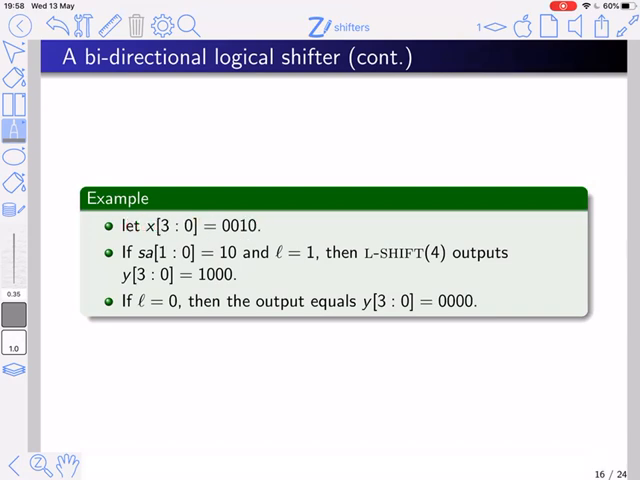X is the string 0, 0, 1, 0, and now we want to shift by 2 positions, and L is 1, so we do a shift to the left. That means that this one goes to this location, and therefore you get Y, which equals this. Now, if L is 0, that means you're doing a shift to the right. That means that this one moves 2 positions to the right, that is out of the string, and therefore it's lost, and the output becomes all zeros.